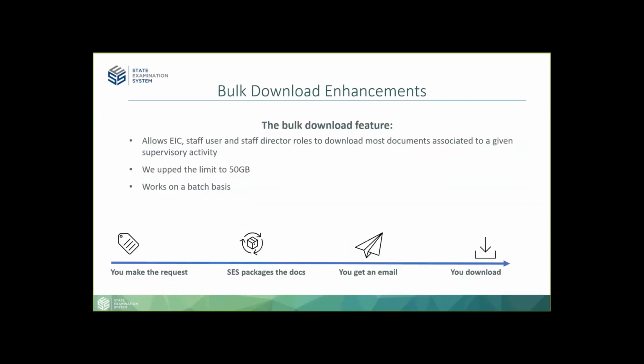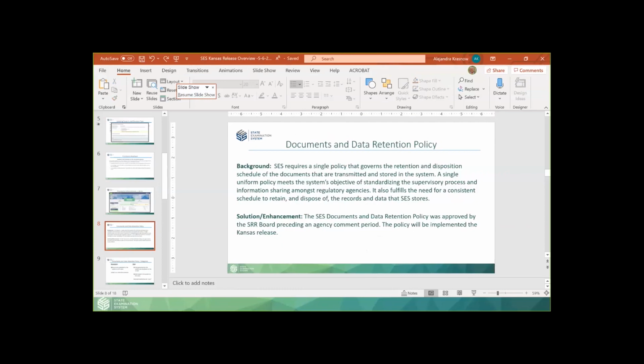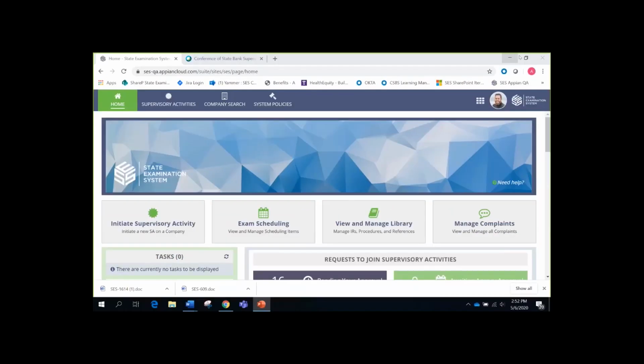So with that, we are going to switch gears completely and talk about a new enhancement with the Kansas release, which is the library keyword search. We're going to be demoing this part of the presentation, and so I am going to go ahead and go into the system.